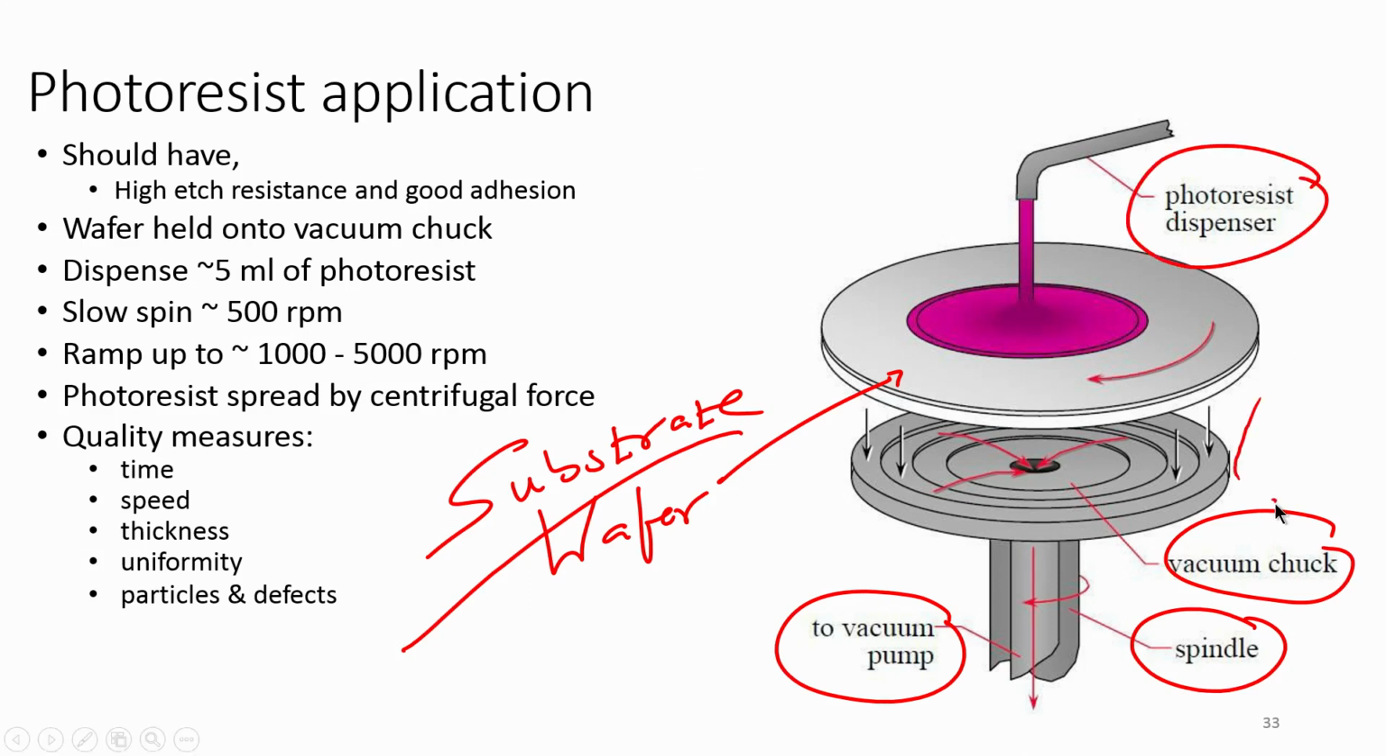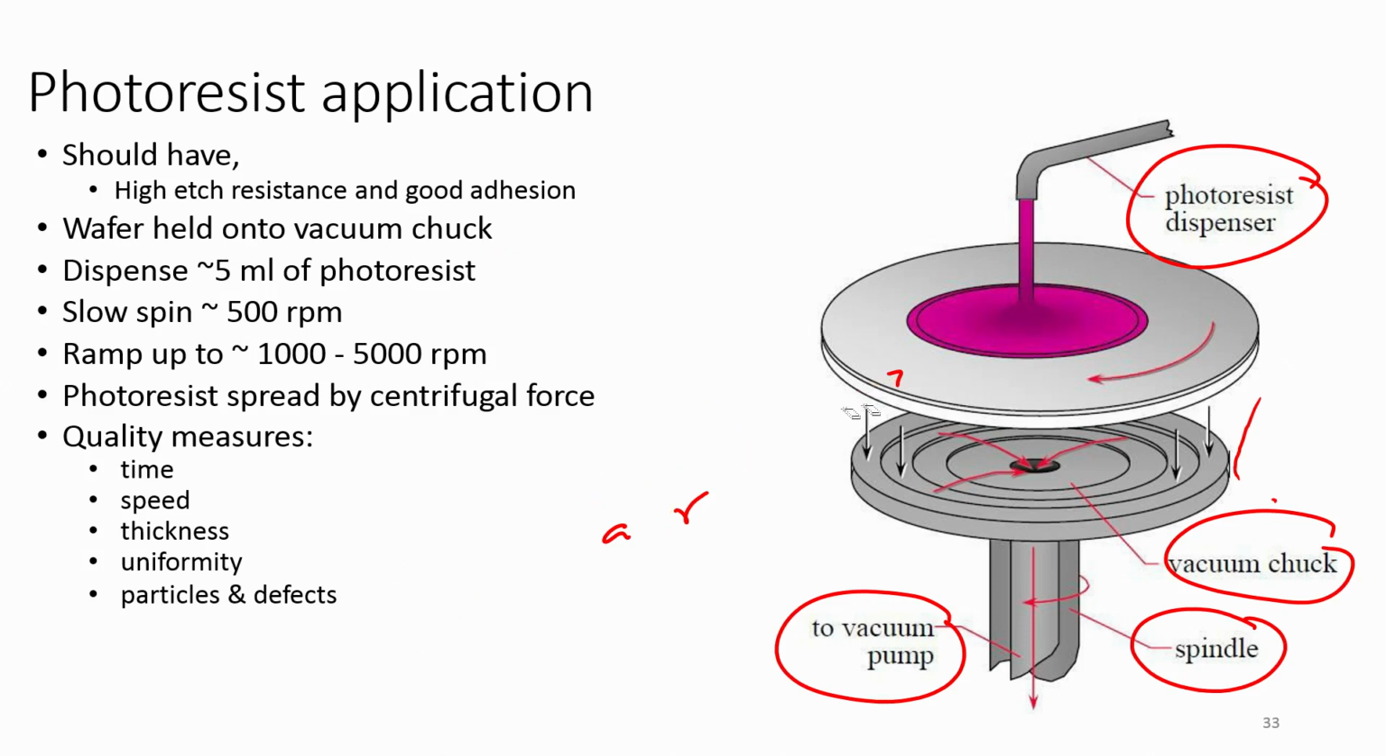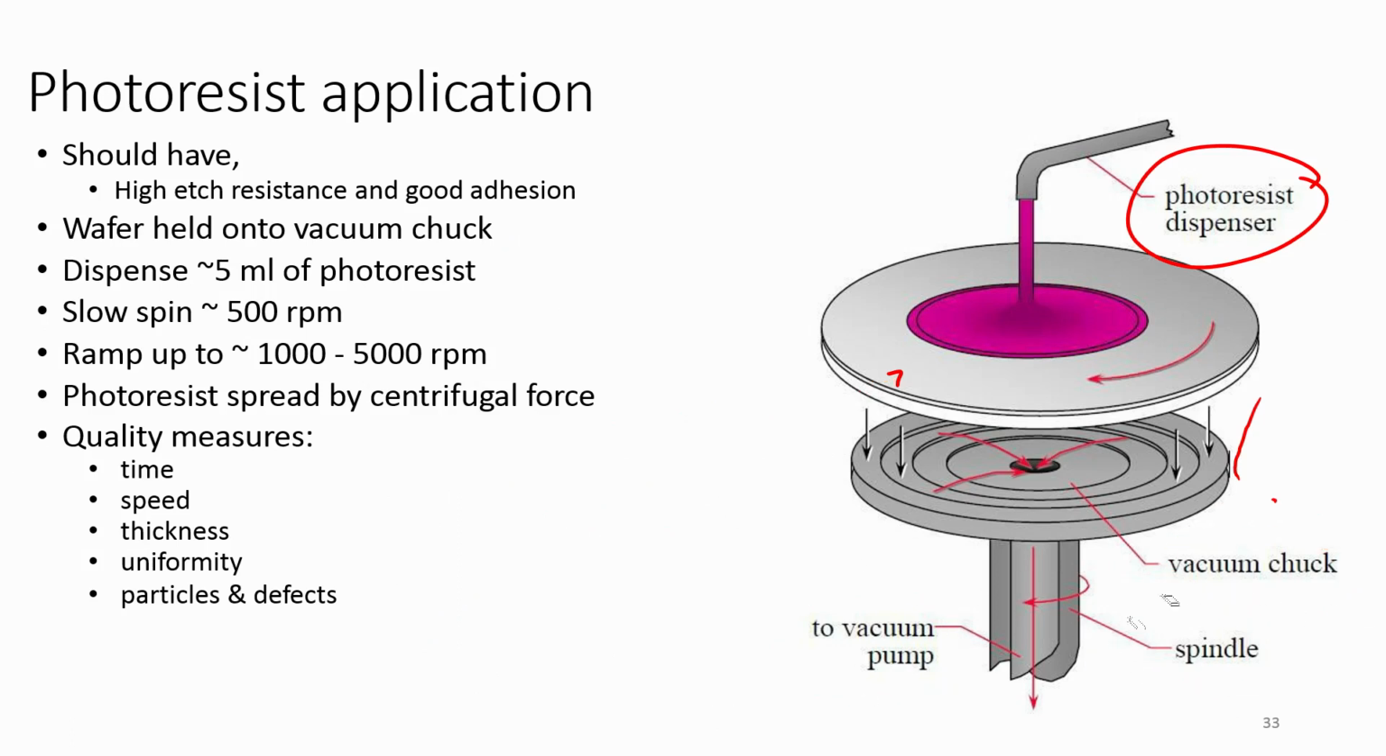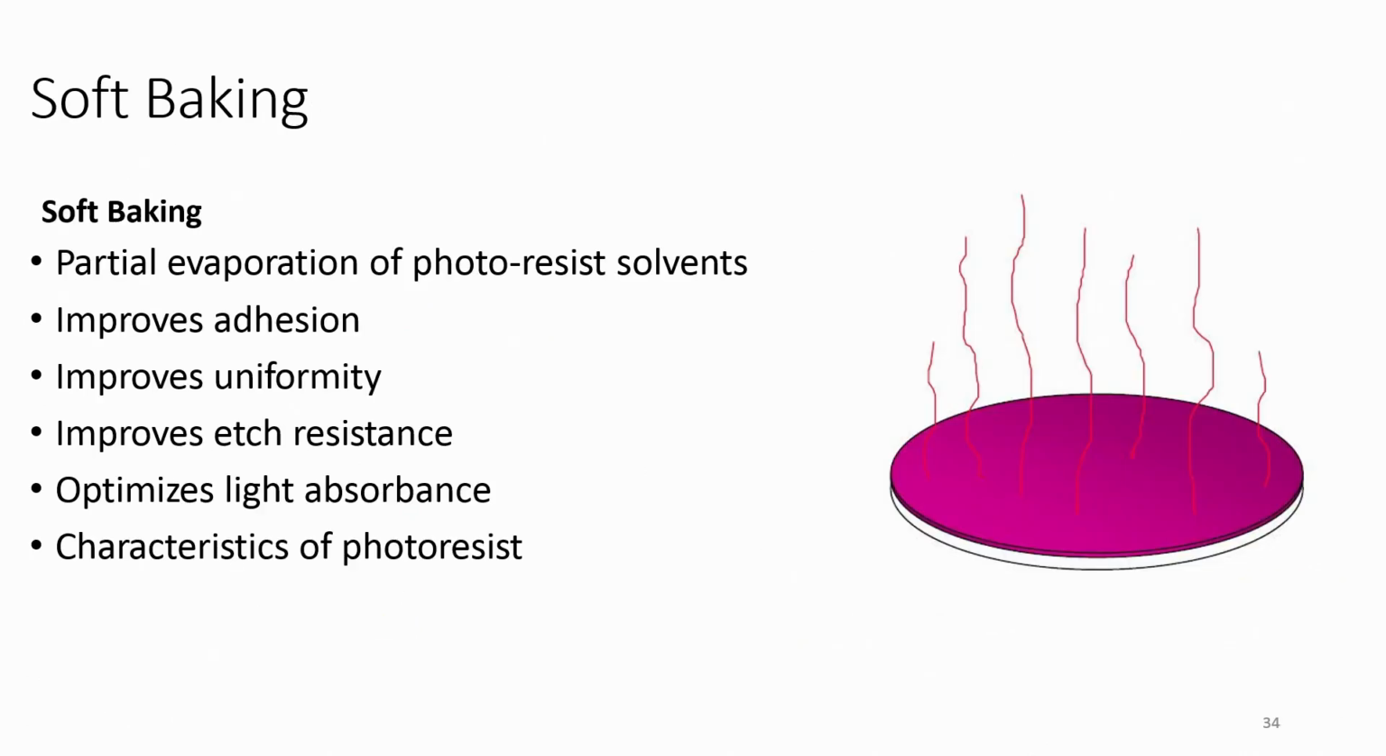So, there is a photoresist dispenser. Once the photoresist is dispensed, then we have to follow slow spin, ramping up, and once it is spin coated and it stops, we can check the quality measures, which can be time, speed, thickness, uniformity and particle size.